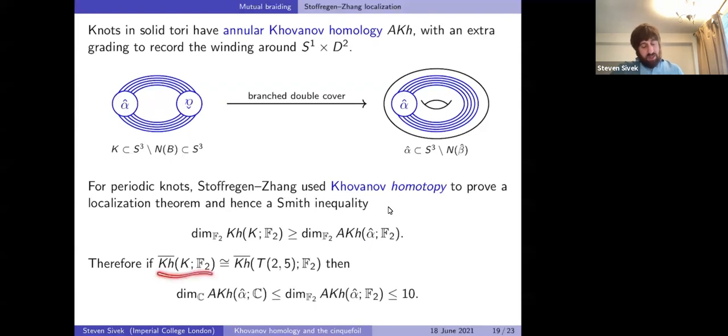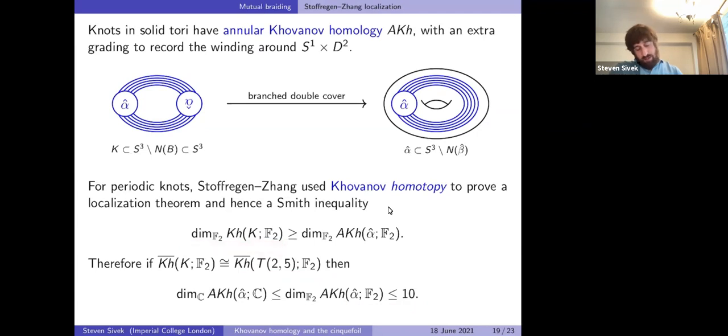Okay, so if K again has the same Khovanov homology mod 2 as the 2,5 torus knot, then the annular Khovanov homology of this braid axis alpha hat sitting in a solid torus, over a field of characteristic 0, the dimension is no bigger than the same thing over Z mod 2. And this is known to be less than or equal to 10. Why is it less than or equal to 10? Because this is supposed to be 10 as well.